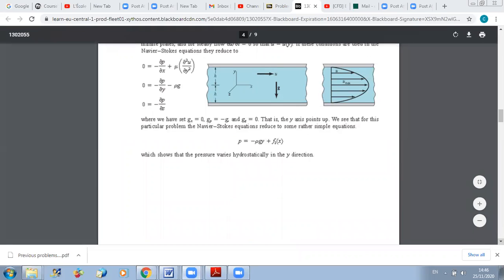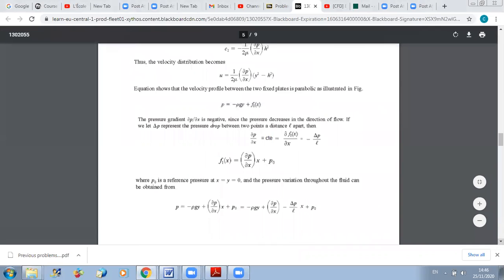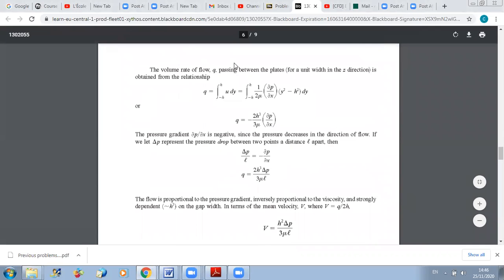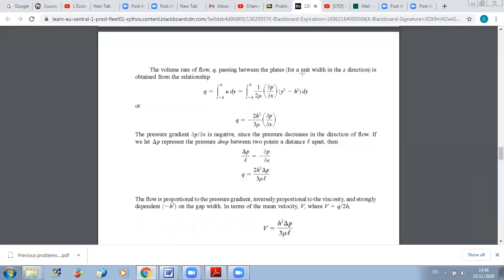Okay, so now after we have done this, they asked for the flow rate, the volumetric flow rate per unit width. When they say per unit width, I take the width length equal to 1. Okay, so how to calculate the volumetric flow rate? You know that dq, the elementary flow rate, is u times what? Times dA, the elementary area.